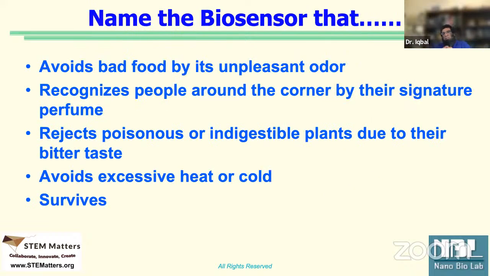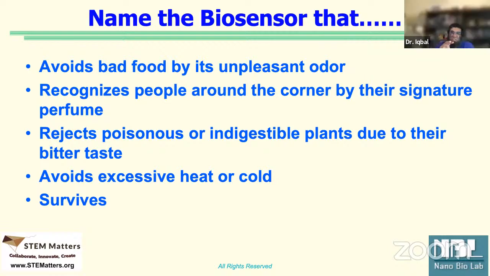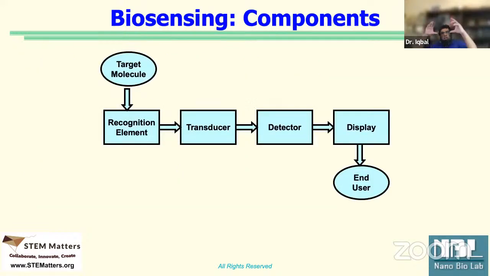Now, before we stop, here's a quiz. Name the biosensor that does all these things. It can avoid bad food by its odor. It can recognize people just from their maybe signature. The nose. Nose. Ahmed Imran brought the nose in. I didn't mean like you brought your nose in. I'm just saying, yeah, that's right. So think about it, that's a biosensor, right? So it helps us do many of those. So good job, Imran.